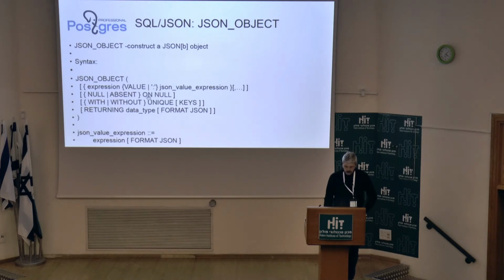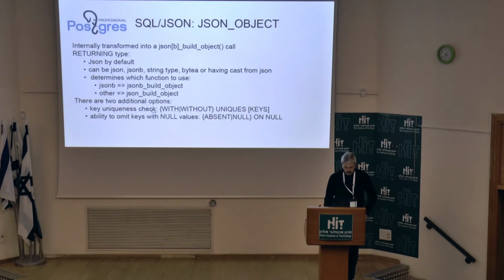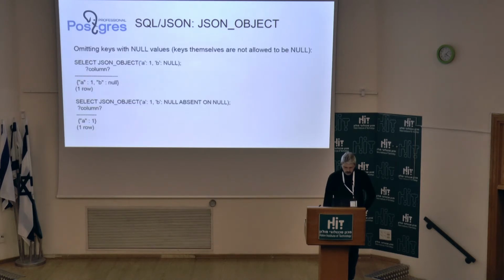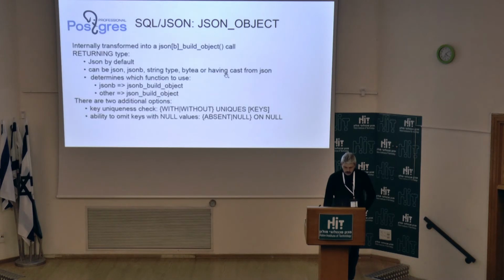Also, you see, there is some construction to provide non-unique keys. It's, of course, not compatible with JSONB, but compatible with JSON. Okay, this is implemented as a wrapper around the existing JSONB build object function, so it was not difficult to do. Of course, to omit the nulls, you see this construction, which helps to omit null. It's also done as a wrapper around the function JSONB build object.